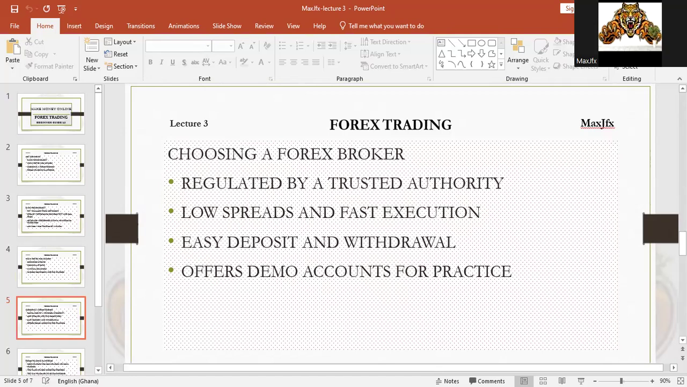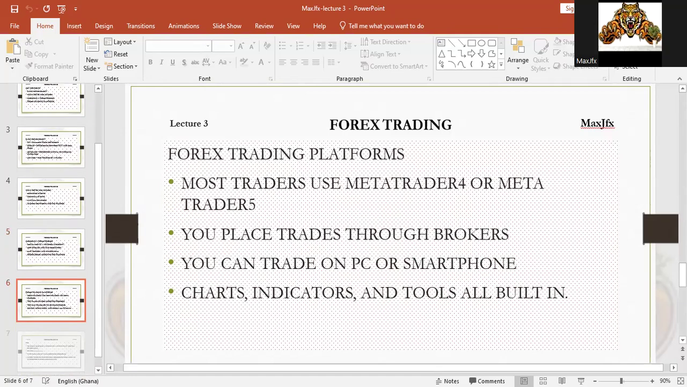And also, we want a broker who offers demo accounts for practice. A broker who offers virtual money, which is not real money, just virtual money for practice. This means that we want to build our confidence in the forex market so that when you get a real one, we're able to trade it very, very well. So these are the characteristics of choosing a forex broker.